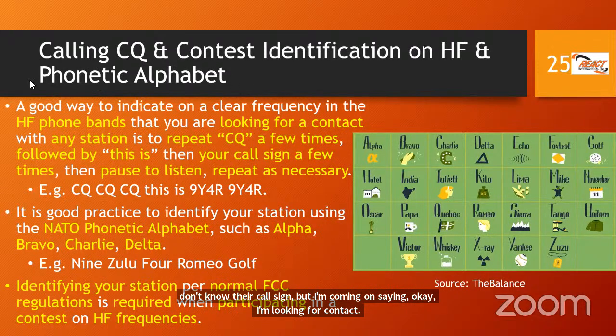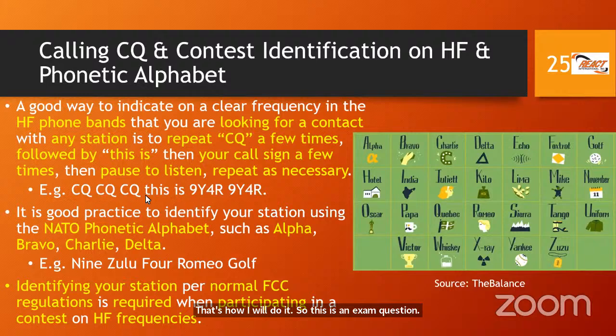So this is an exam question. And notice when I gave my call sign, I said CQ, CQ, CQ, this is 9 Yankee 4 Romeo. I used the phonetic alphabet. I could have said this is 9Y4R, 9Y4R. However, it's good practice to use the phonetic alphabet, and that's the bullet point here. It's good practice to identify your station using the NATO phonetic alphabet, such as Alpha, Bravo, Charlie, Delta.